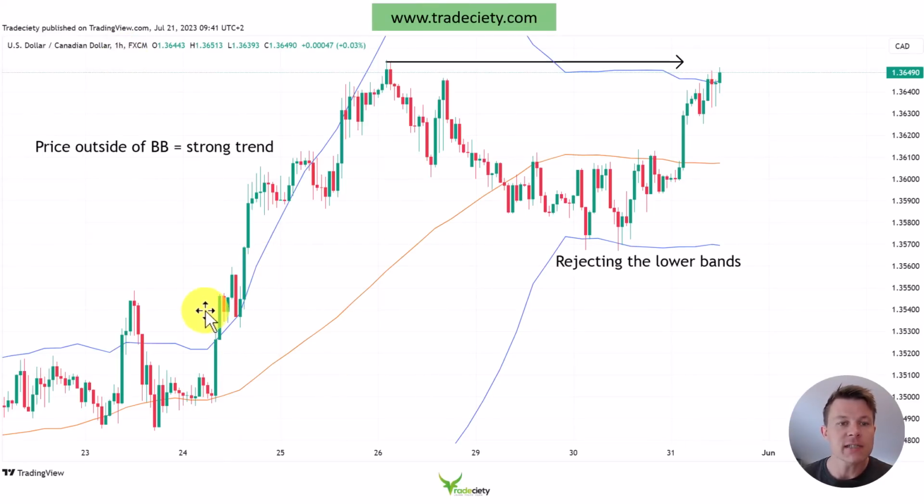And what you will see is that during a strong trending market, the price is usually staying outside of the Bollinger Band. This is a very, very strong signal that you are in a trending market. When you see that the market is rejecting the lower bands, especially in the case of an uptrend where the market previously traded outside of the Bollinger Band, this can be a great rejection signal and is often used as a continuation signal to trade into the overall trend direction.